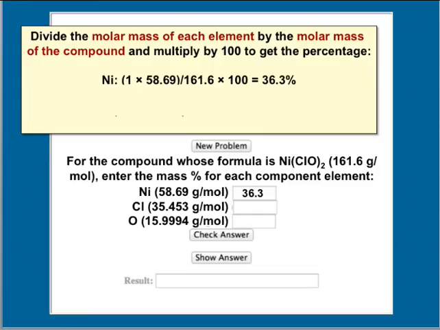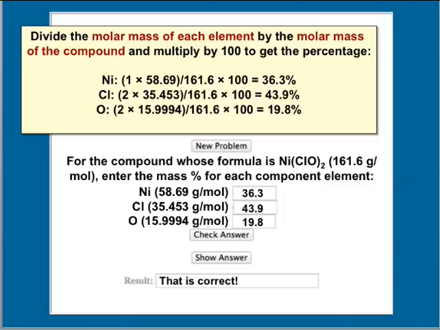How many chlorines are in here? Two. There are two hypochlorites, that's two chlorines. So for chlorine, we're going to multiply our 35 by 2 and divide by 161. And we get 43.9%. How many oxygens? Well, there's one per hypochlorite, so there are two of them. So 16 times 2 divided by 161, 19.8%.